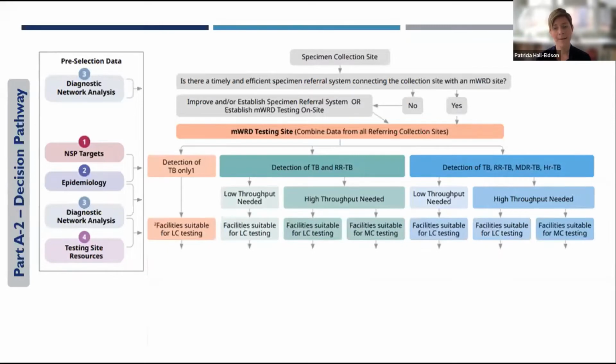And by further considering test site resource information, the site may be classified as suitable for low or moderate complexity testing. So for example, if you only need low throughput and the facility is suitable for low complexity testing, then you will go down this pathway. Whereas if you need high throughput, but the facility is suitable for low complexity and moderate complexity testing, then you have both of these pathways as further options that we'll get to momentarily.